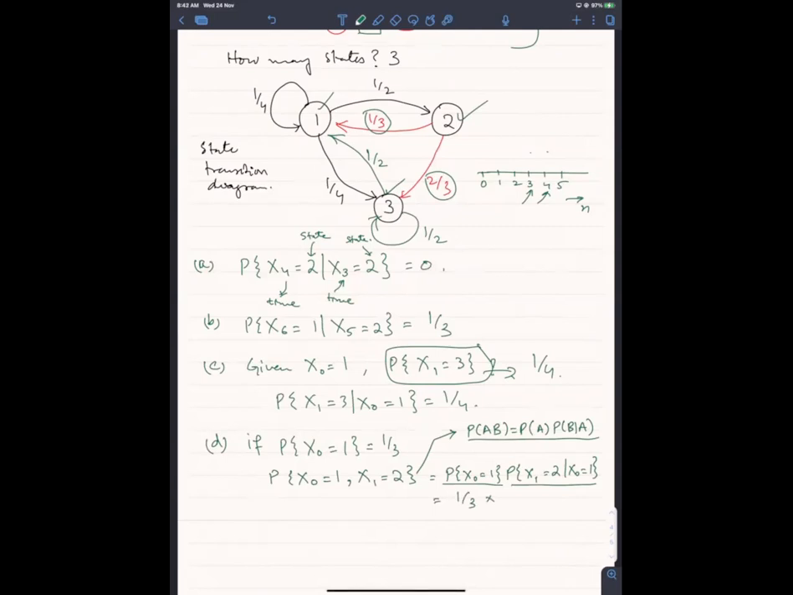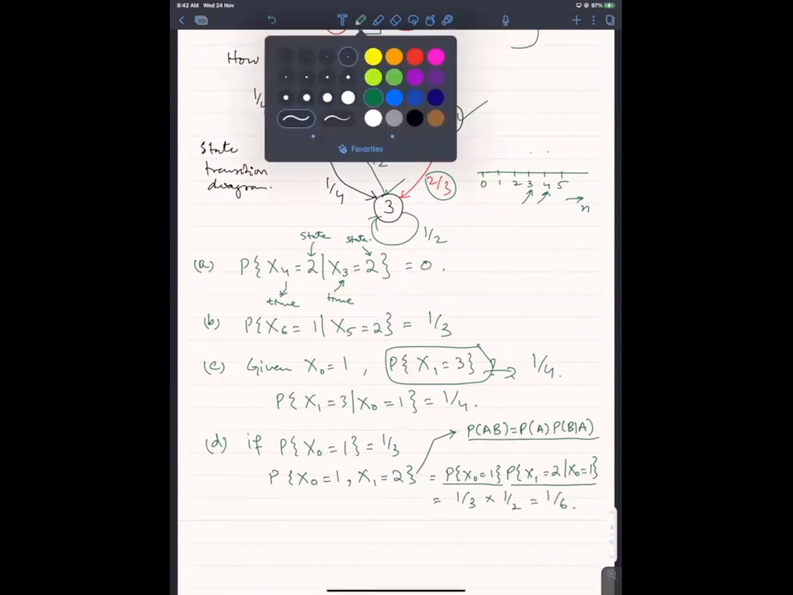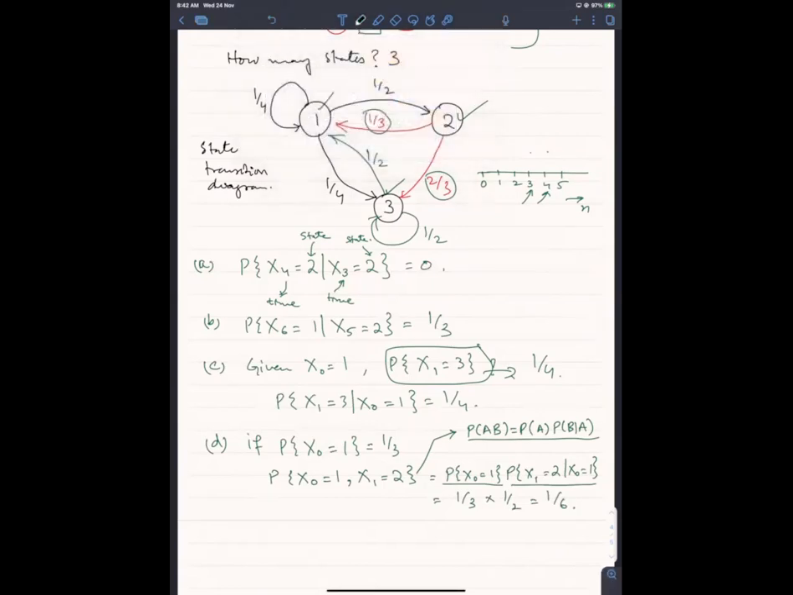what is the probability x1 is equal to 2 given x0 is equal to 1? What is the probability x1 is equal to 2 given x0 is equal to 1 is 1/2. So you get 1/6. Let's do one more part in this.